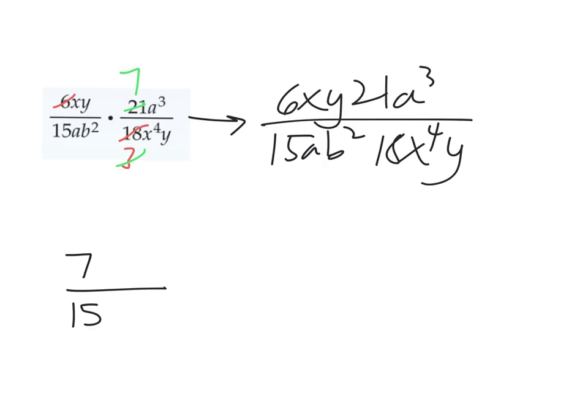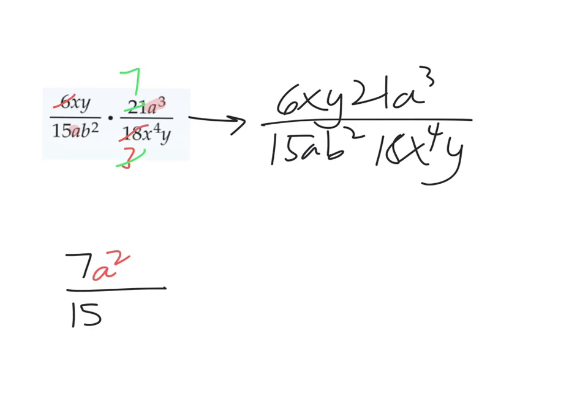Okay, now let's look at the variables. I like to go in alphabetical order because typically we write stuff in alphabetical order anyway. So let's start with the A. I've got an A on top, A to the third on top, and an A on the bottom. So there's more A's where? On top. How many more? Okay, so there's my A squared.